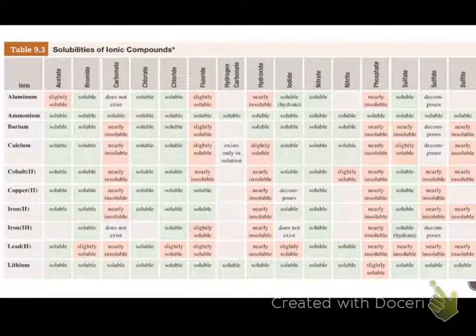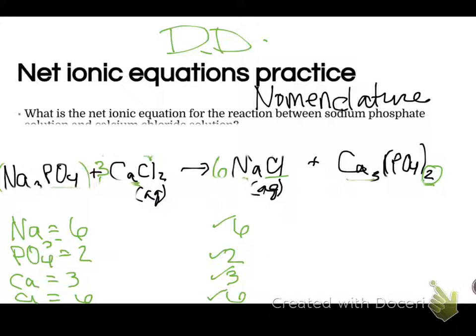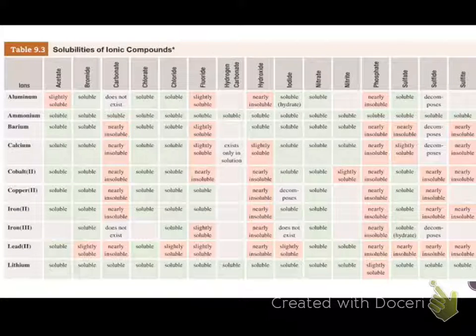Now, one thing we didn't do in this example here is we don't have a state of matter for the calcium phosphate. I know NaCl dissolves in water, but I'm not sure if calcium phosphate dissolves or not. So your book has this chart to help you figure this out. And there's about 1 million other versions of this chart, but they're all called solubility charts.